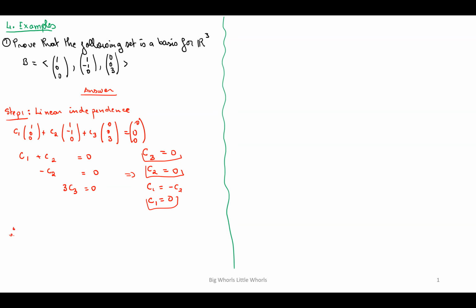So C1 equals C2 equals C3 equals 0 means that B is linearly independent.